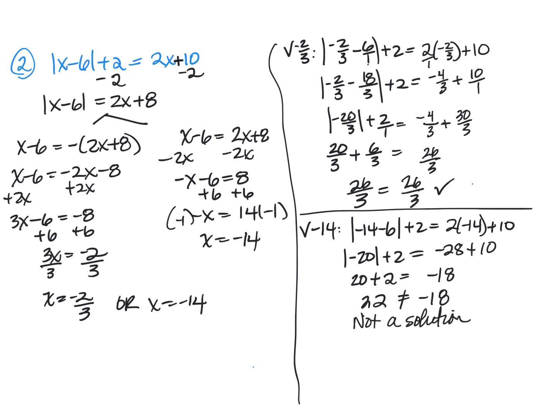All right, so I've checked my work, I've shown my work, and I can show that this 26/3, or I'm sorry, the negative 2/3 is a good solution. This one is not so good. All right, but I've still shown all of my work.